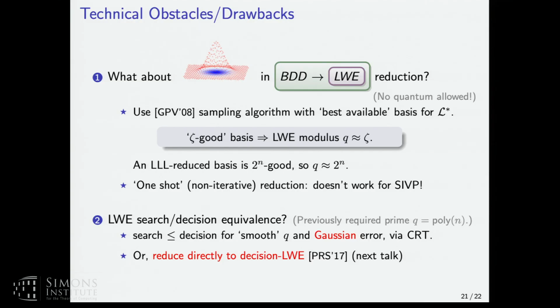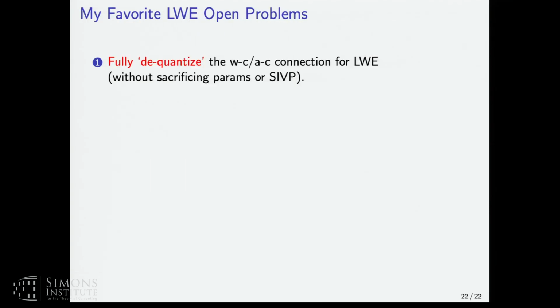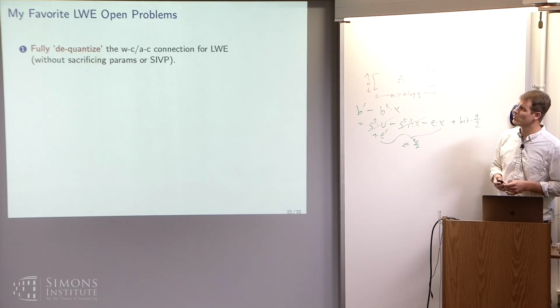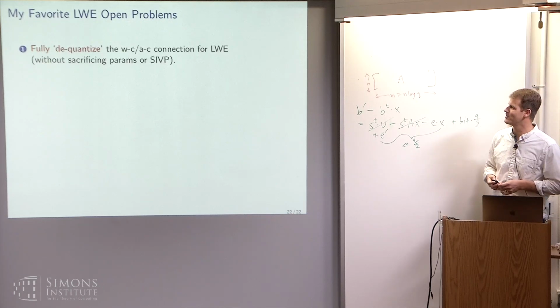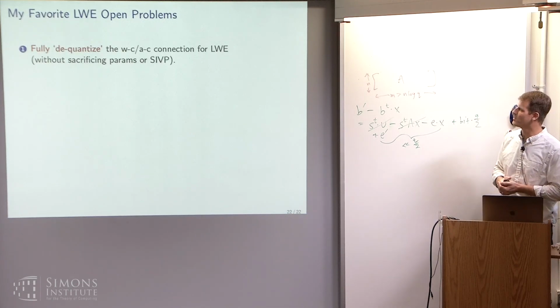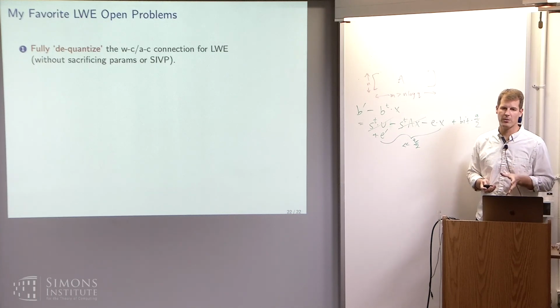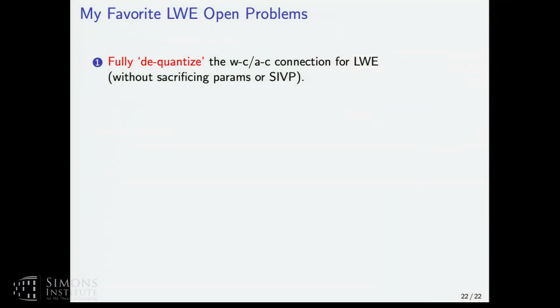So I was asked to talk about open problems. So I'll tell you my 4 favorite LWE open problems. They're in decreasing order of difficulty, maybe, although who knows, right? Okay, so the first one is to actually get a fully dequantized worst case hardness proof for LWE. So get something which works for the same parameters as the quantum reduction, also works for SIVP, the whole ball of wax without any sacrifices. That would be fantastic. I don't think anybody has any idea how to do that yet. But it would be great.